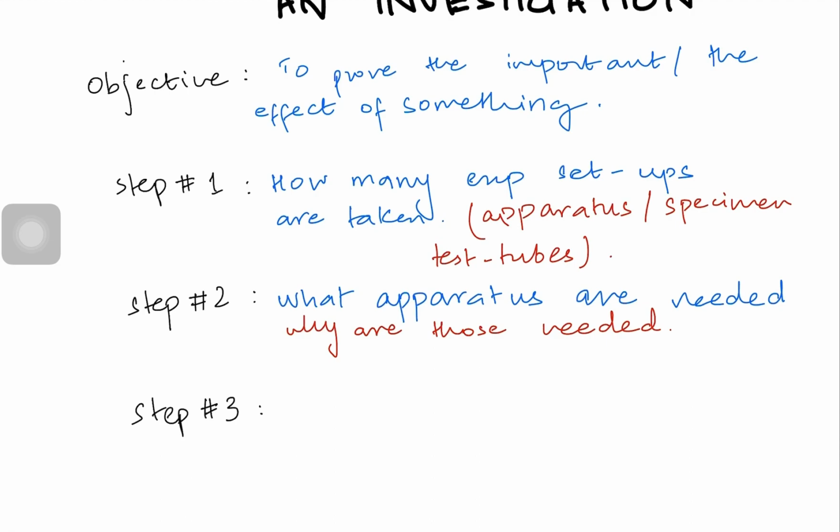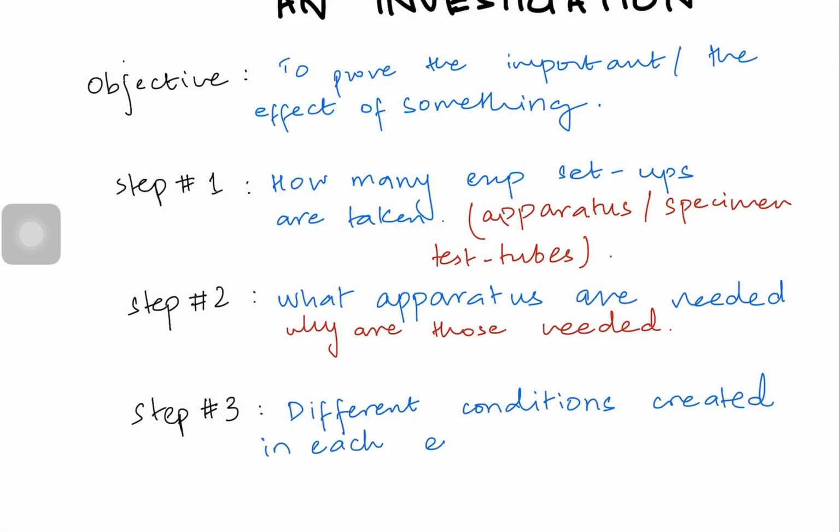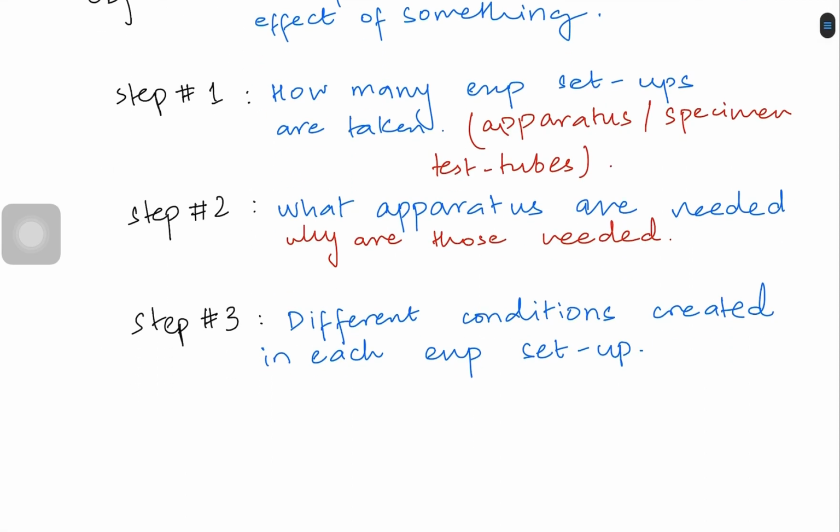In step number 3, which is a very important step, you talk about how your experimental setups which you are taking are different. So talk about the different conditions created in each experimental setup. For example, let me give you an example.